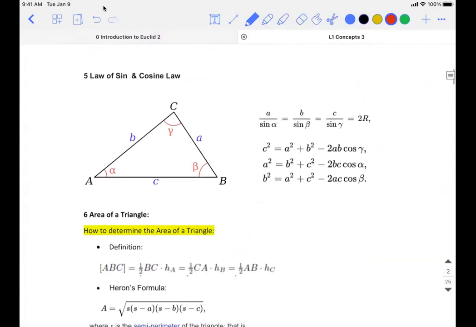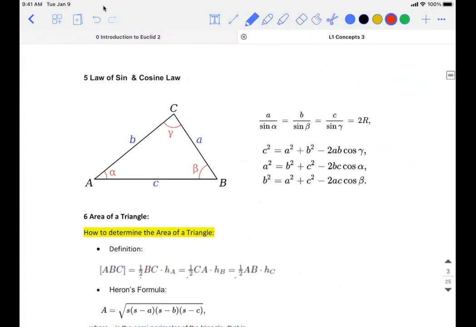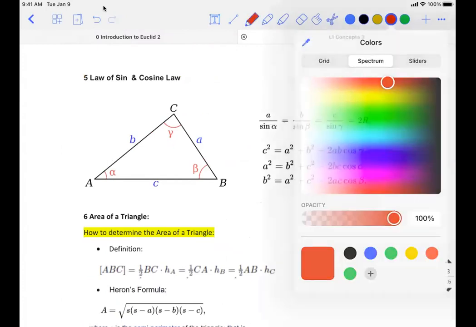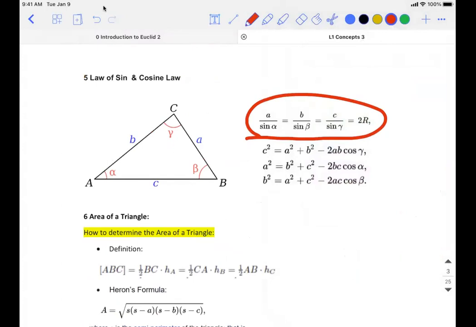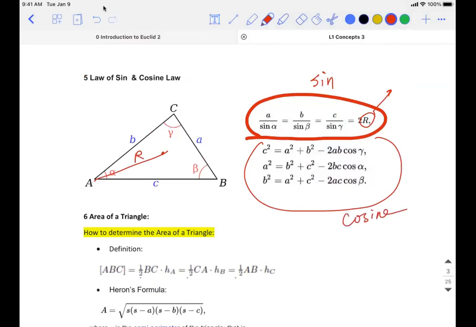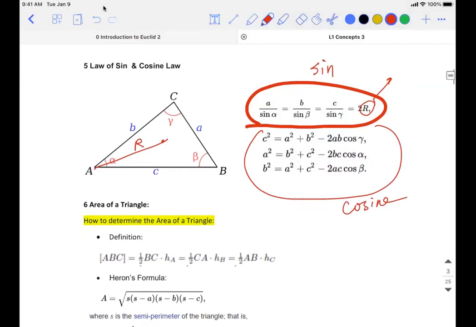Okay, let's continue. The sine law and cosine law. This is very important in AMC and Euclid as well. You need to know how the sine law works, right? Any kind of triangle, you're going to have a sine law. So what is this R, right? The R is actually the radius of the circumcircle, right? The radius of the circumcircle. This is R. Also, this is actually our sine law. And the second part is our cosine law, right?